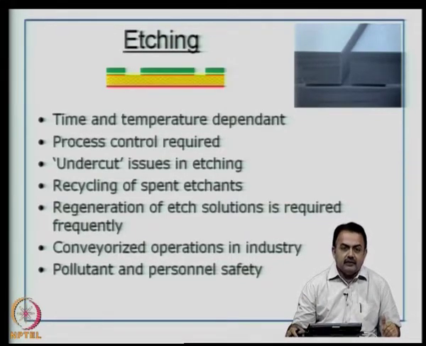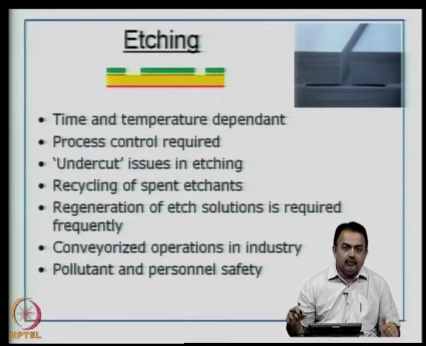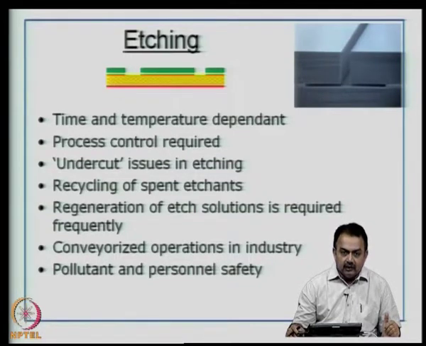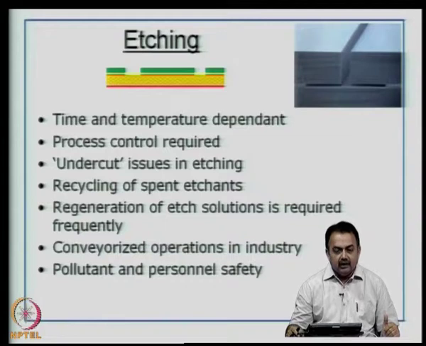So, regeneration of etch solutions is considered utmost necessary in large volume manufacturing, and typically you are going to extend the etchant life, but after some time you will understand that it has been classified as a spent etchant, and therefore you have to make up a new solution. Typically in large volume manufacturing you will use conveyorized operations, and because the etchant chemical is corrosive, you have to take care of the pollution factor and also the safety of the personnel working in the lab or the industry.